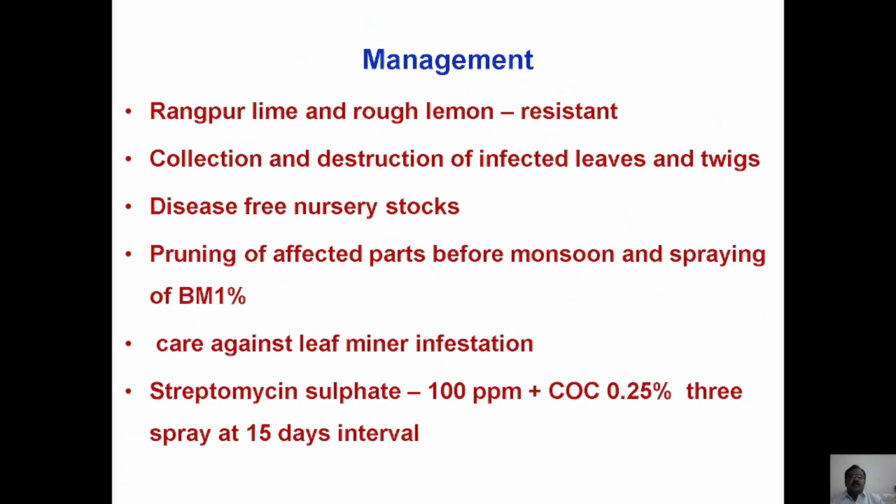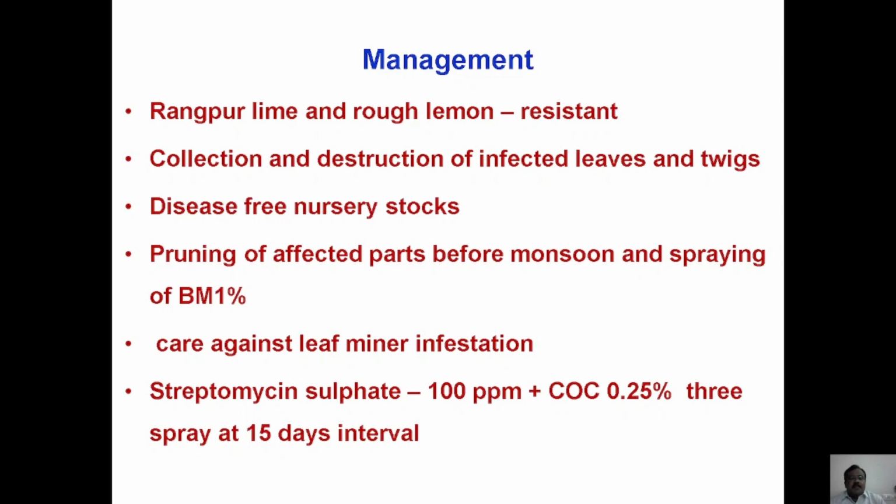To manage this disease better, grow resistant cultivars like Rangpur lime or rough lemon, etc. Then collect and destroy infected leaves and plant debris, which serve as the source of inoculum. Collect seedlings from disease-free nurseries, and prune out all the infected plant parts, and protect the cut ends with Bordeaux mixture or Bordeaux paste. This has to be done before the onset of the monsoon. Similarly, prevent or control the infestation by the leaf miner, so indirectly you could control the entry points for the bacteria, and hence you can avoid the spread of the disease.